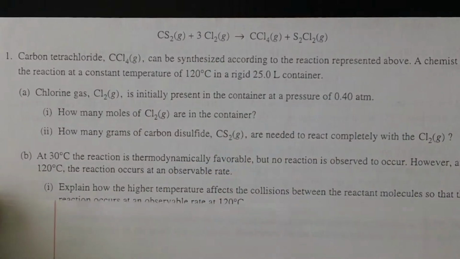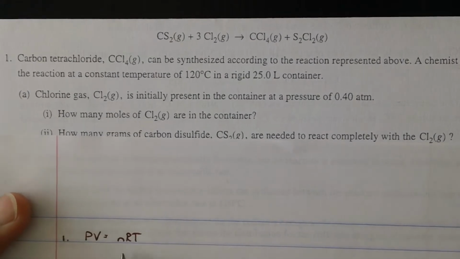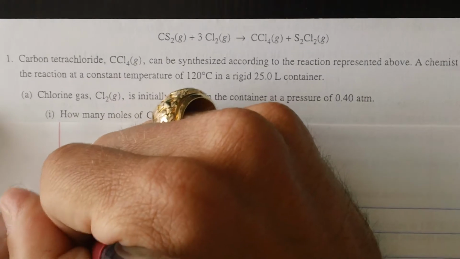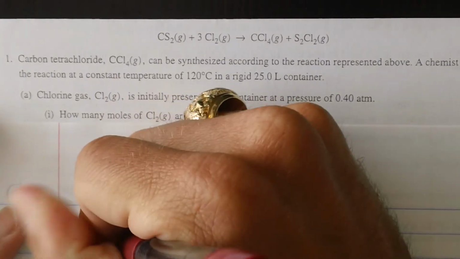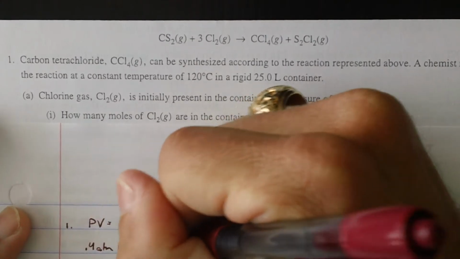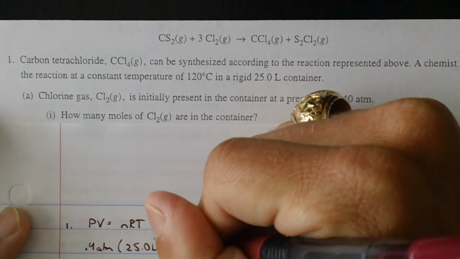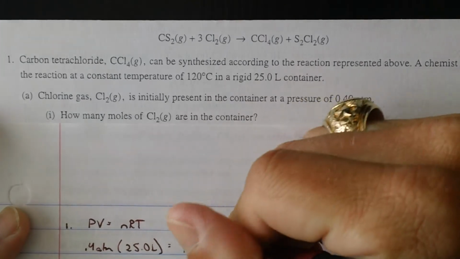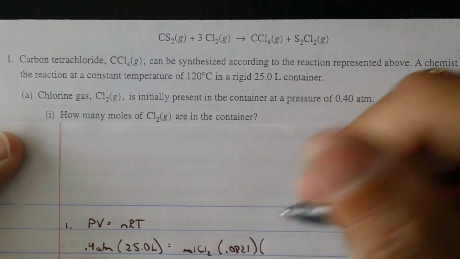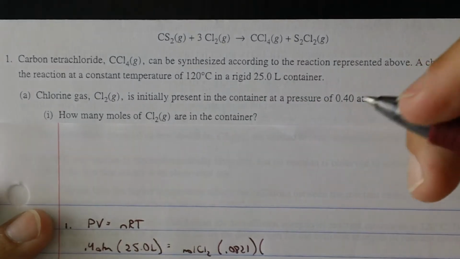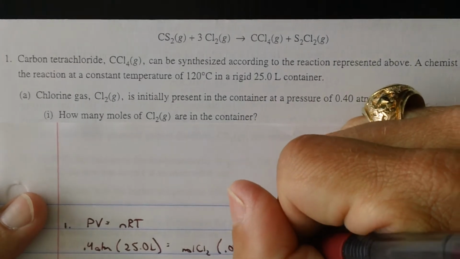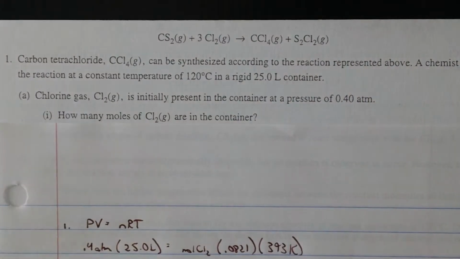And that is what we are doing here. So how many moles of chlorine? We're after moles of chlorine here for our n. So pressure of chlorine, 0.4 atmospheres. They gave us a volume of 25.0 liters. The number of moles is what we're after. R is 0.0821, liters atmospheres per mole Kelvin is the unit on that. And then the temperature, 120 Celsius, is 393 Kelvin. Add the 273 to it.